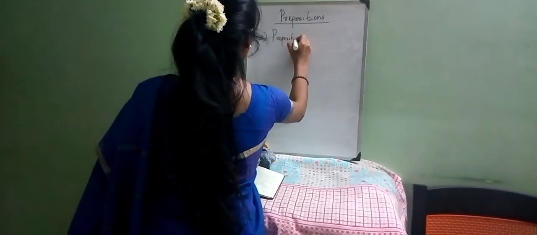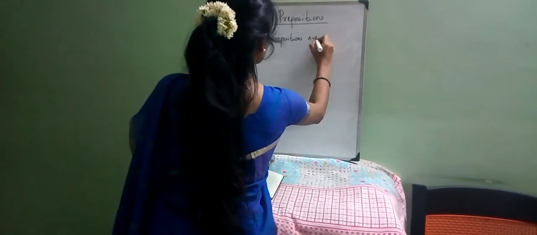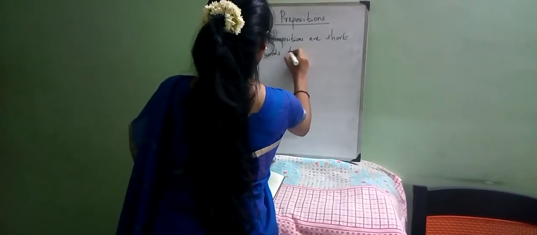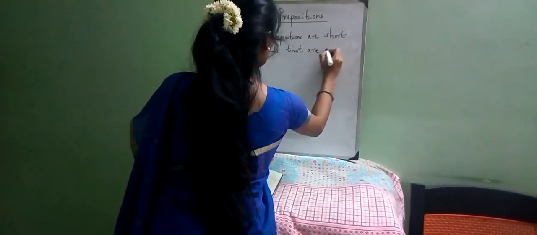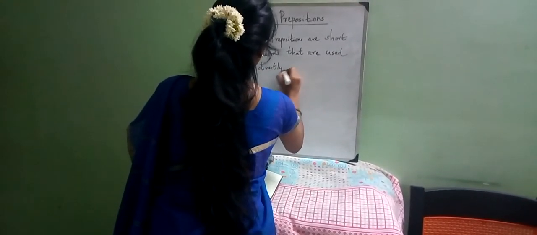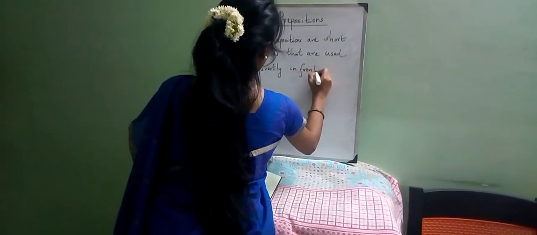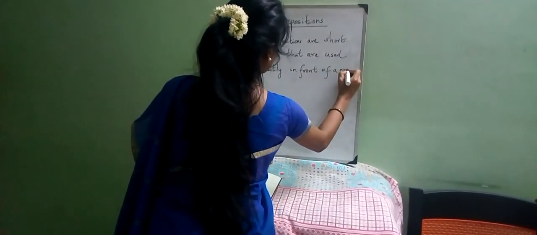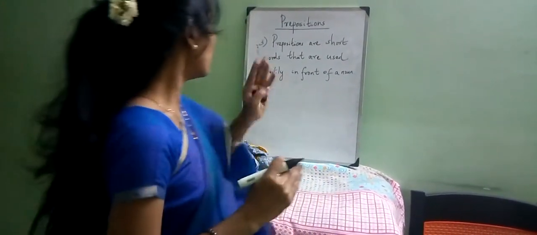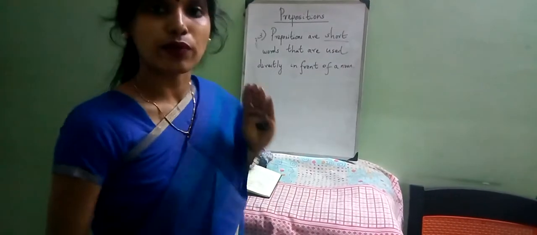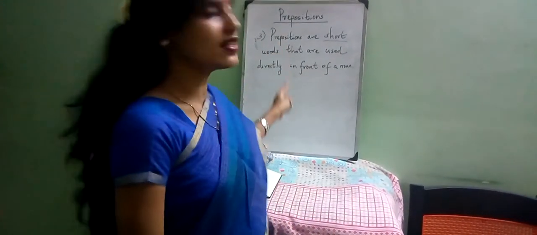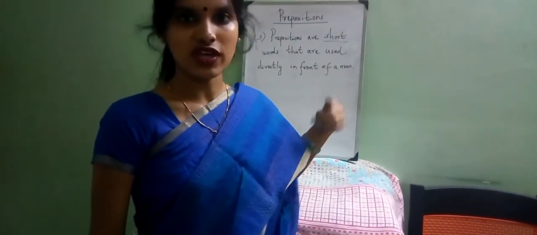prepositions are short words that are used directly in front of a noun. This is the third definition. Prepositions are words, very important, short words. Prepositions are short words that are used directly in front of nouns. You will understand this definition for prepositions when I start giving you the examples.